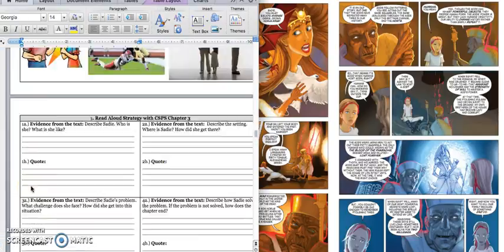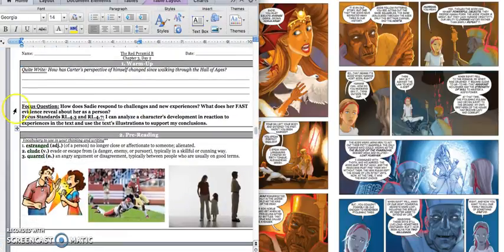Good afternoon, fourth grade. Today we're going to continue reading in our novel, The Red Pyramid. Before we get started, we have a quick write. It says, how has Carter's perspective of himself changed since walking through the Hall of Ages? Press pause to write down your answer and play when you're ready to keep reading.